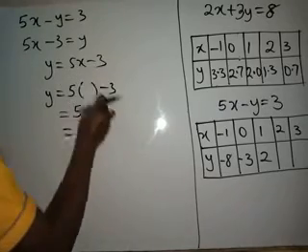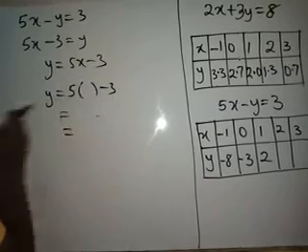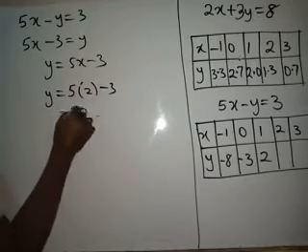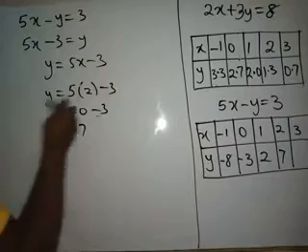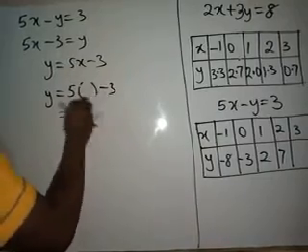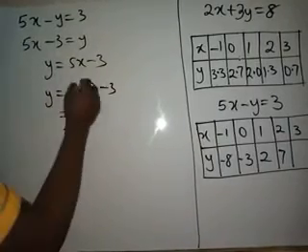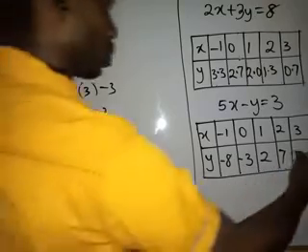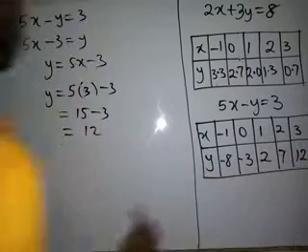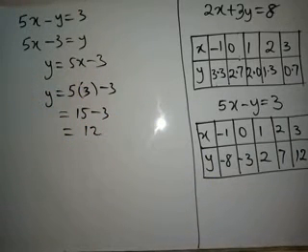So put 2 here, put 2 there. You will have 10 on this side minus 3, and that is 7. So this is 7. And if you put 3 here, you put 3 here, this will be 15 minus 3, and that is 12. So this is 12. Wow. And we have filled the whole table.